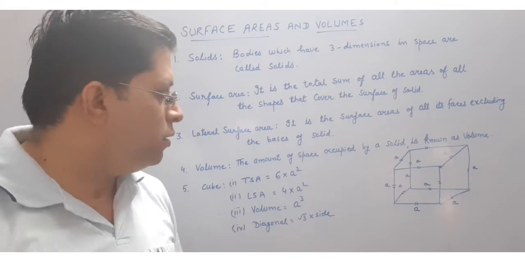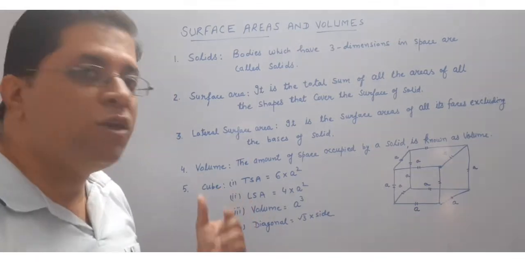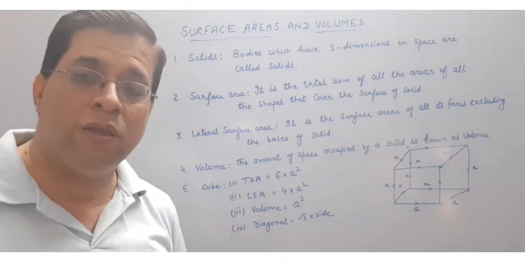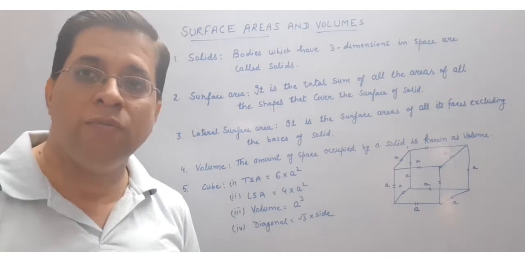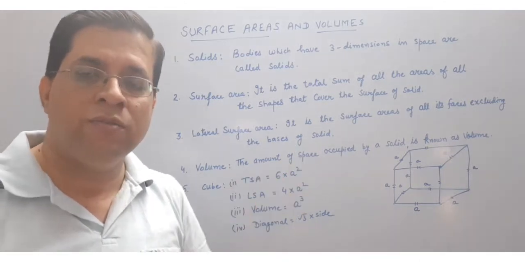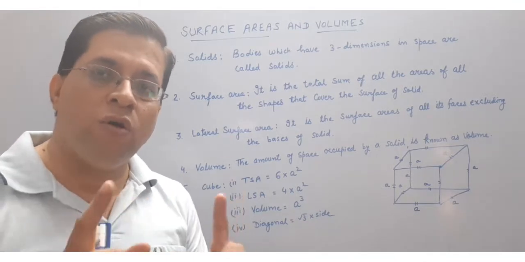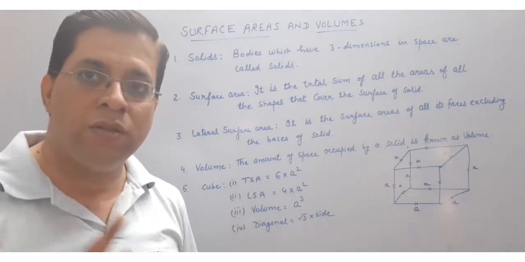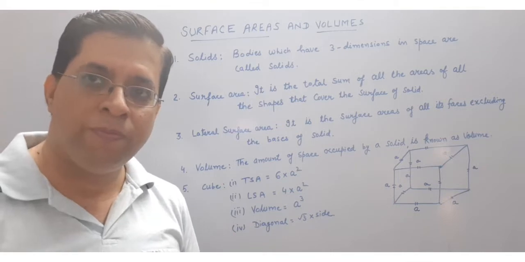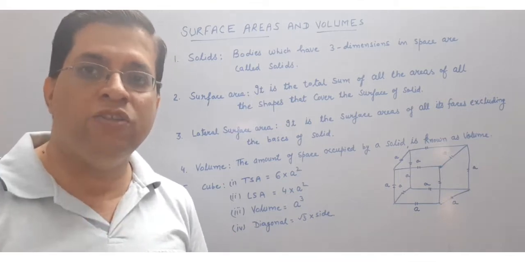Next point is, what do you mean by cube? One good example of a cube is your dice. We all know the dice. In the dice, all sides are equal. It means the dice is in cubical shape.